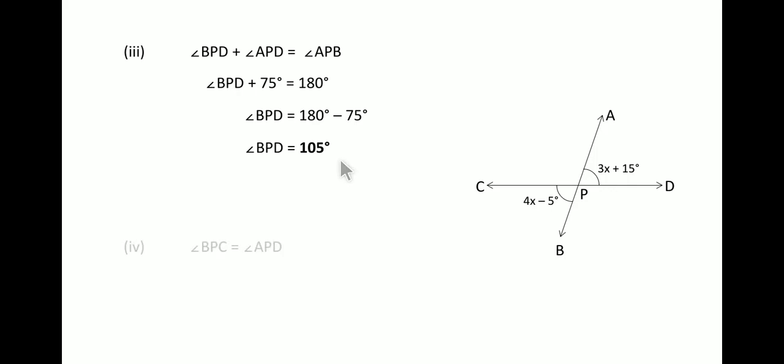Next we have number 4. Angle BPC is equal to angle APD. Both the angles are vertically opposite. So BPC and APD are vertically opposite. So the value of BPC is equal to 75 degrees. So this is the fourth answer.